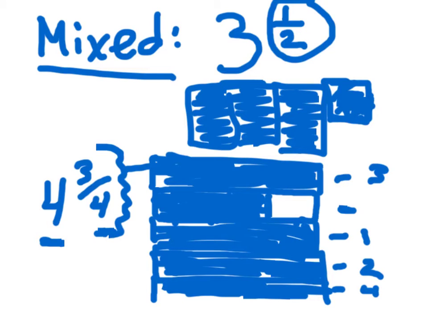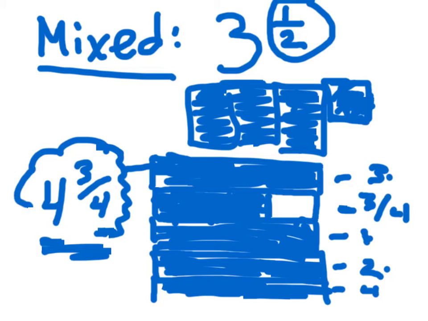So now this picture shows this mixed fraction. We have 4 whole pieces, 1, 2, 3, 4. And then we also have this leftover piece here. We got 3 out of 4. It's not a whole piece. It only has 3 out of 4. And so that's our mixed fraction, 4 wholes and 3/4.